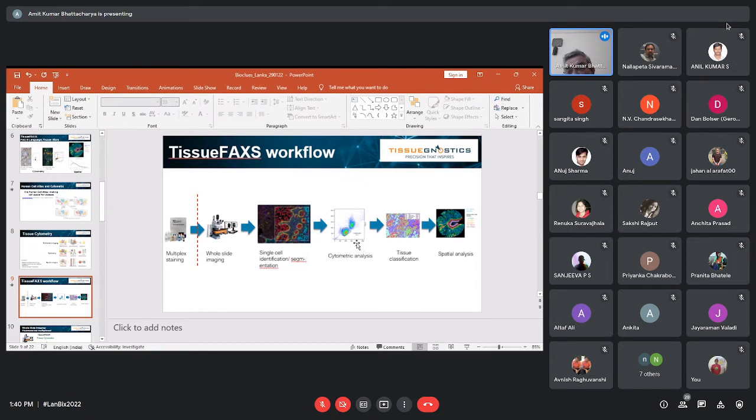You then do a cytometric analysis. You also do a tissue classification. This is again AI based, and I won't have time to discuss this. The tissue classification tells you the global histological distributions of cells in the tissue. If it is skin, where is my epidermis and where is my dermis? And in that global tissue distribution, where do my subpopulations lie? If you combine these two, what it results in can be called spatial analysis.